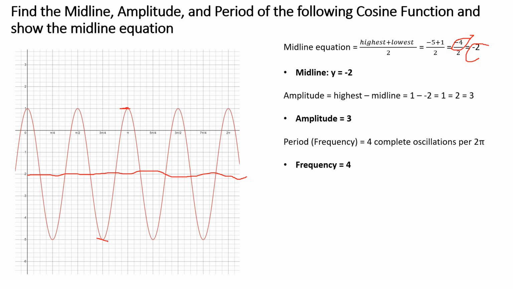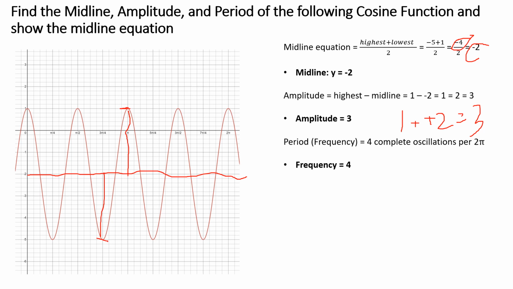And what's the amplitude? Well, I can go from 1 minus -2. 1 minus -2 is the same as 1 plus 2. And so my amplitude is 3, which makes sense here. I go 1, 2, 3, or I could go from here to the midpoint, 1, 2, 3. Again, the amplitude is not from the highest to lowest, not from peak to trough. It's from the midline to either the peak or the trough.